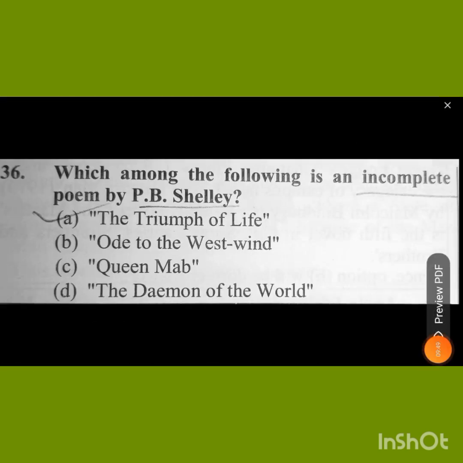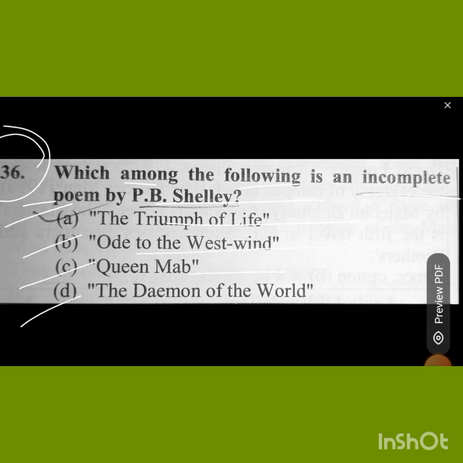Now question number 36. Which among the following is an incomplete poem by P.B. Shelley? Option A, The Triumph of Life. Option B, Ode to the West Wind. Option C, Queen Mab. Option D, The Daemon of the World. So the answer of this question will be option A, and that is The Triumph of Life.